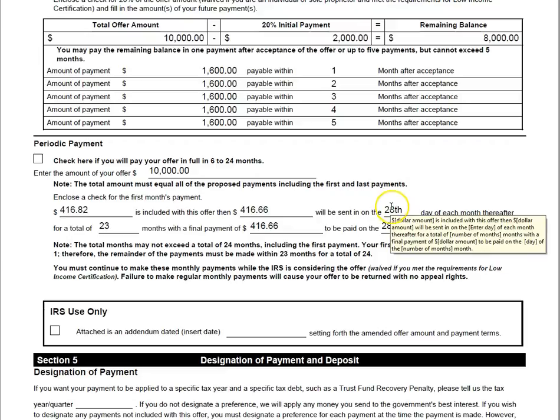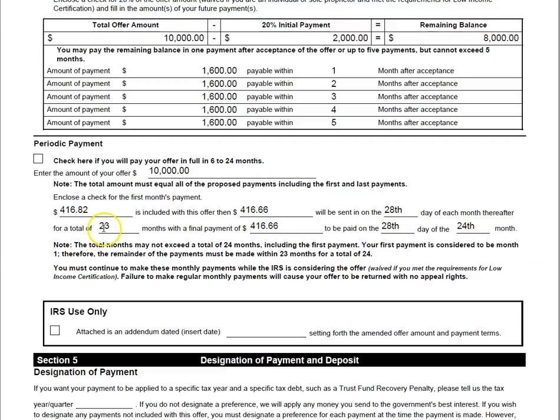So what I did was I put in that we would make payments of $416.66 on the 28th day of each month for a total of 23 months. We're making an initial payment, and this should actually be 22 months. Because here we're making our initial payment of $416.82. We're making this $416.66 for 22 more months, and we have a final payment of $416.66 on the 24th month to total 24 payments, and those numbers when added together come up to the $10,000.